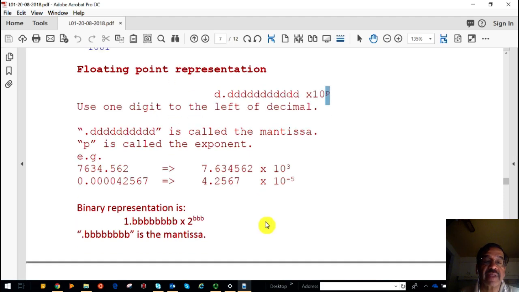So now the problem just becomes representing each one of the mantissa and the exponent in binary form. So in binary representation, it's going to be 1.BBBB, this is a binary bit pattern, times 2 to the BBBB, because we're not dealing with the decimal base, we are dealing with a binary base. So our job is to find out what these Bs are to represent a particular decimal number.